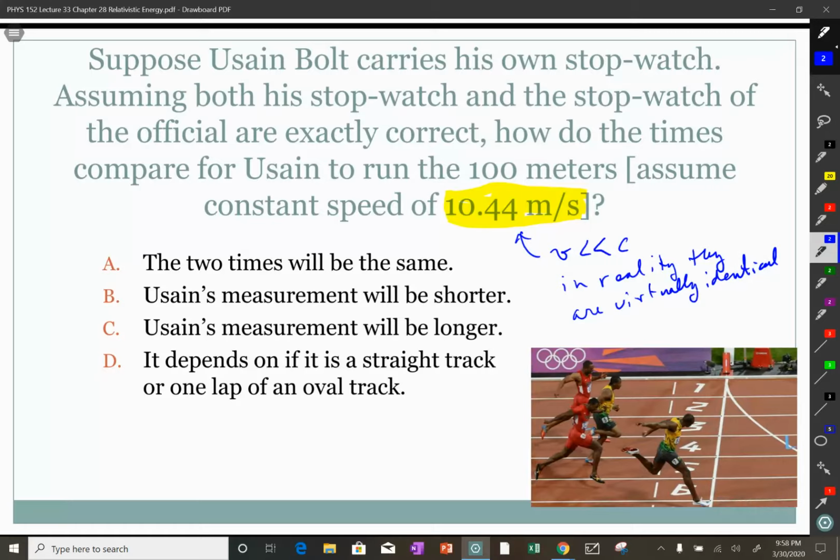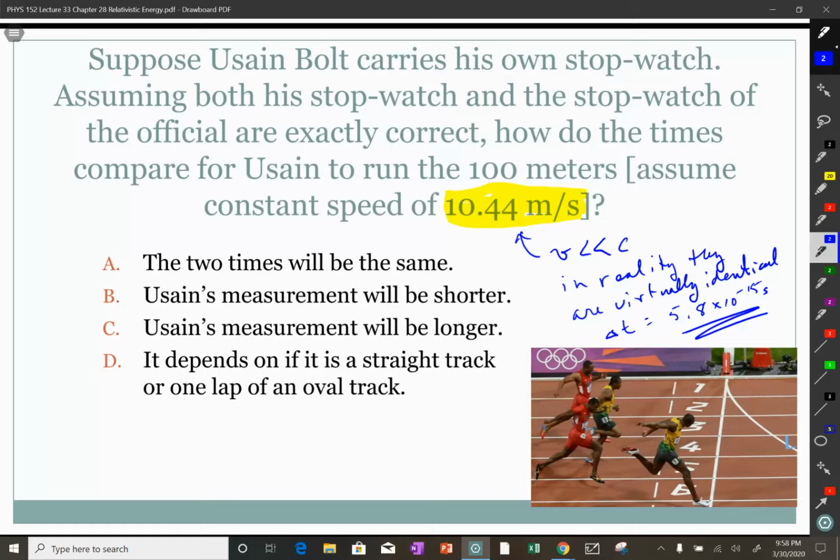I went ahead and did the calculations here, and it turns out that the difference in time between the two would be 5.8 times 10 to the minus 15 seconds. So it's not a big difference, but there is a difference according to relativity, because if you have a moving clock, the moving clock runs slow. Or to put it another way, the proper time is the time in the reference frame where the clock is stationary.